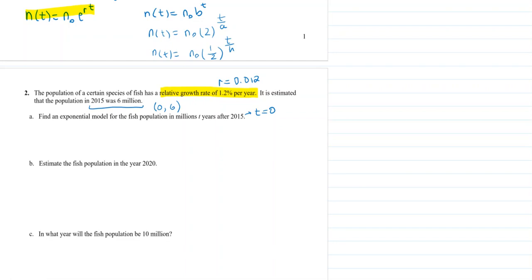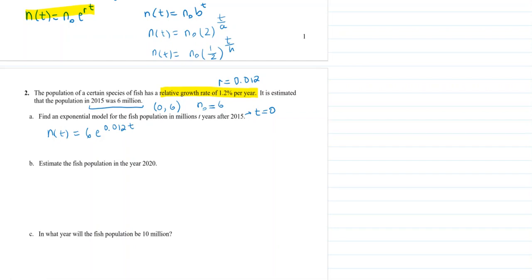It's the y-intercept, or whatever you want to call the function, the N-intercept. It's N sub 0. That's what that's telling me. So I have r, I have N sub 0. I can just plug them in here, and I have my function. N of t equals the initial amount, which is 6, e to the 0.012 times t. That gives us the fish population t years after 2015.